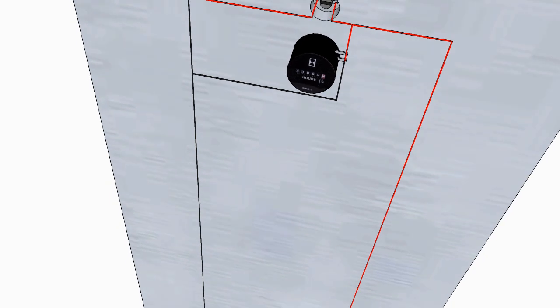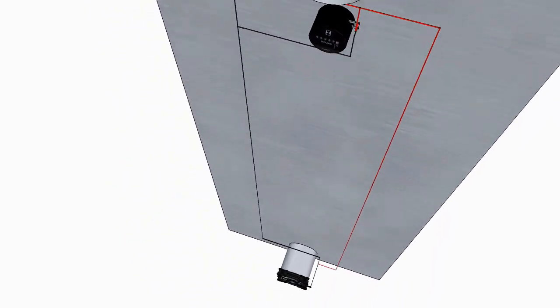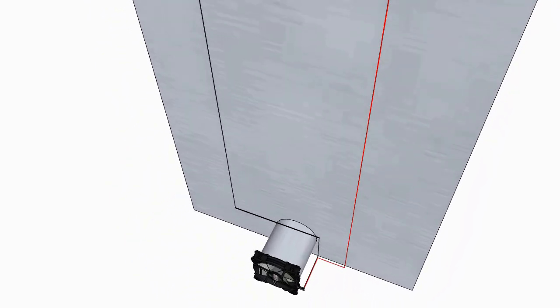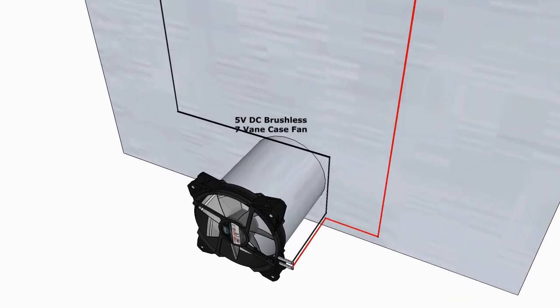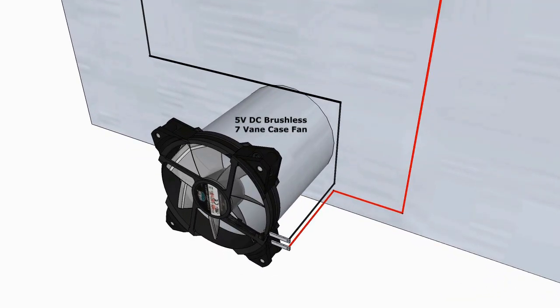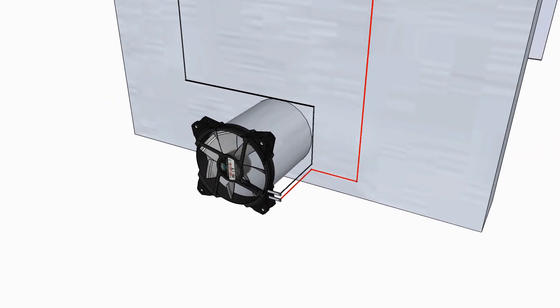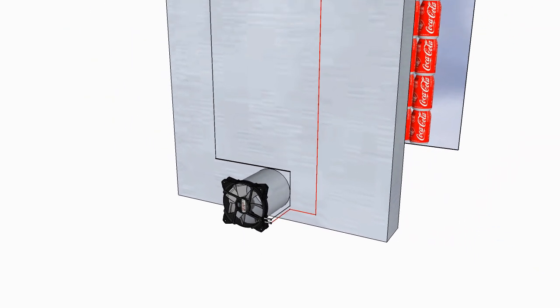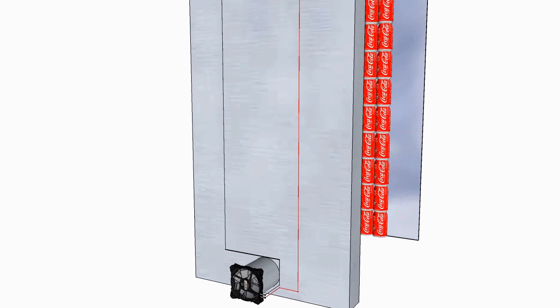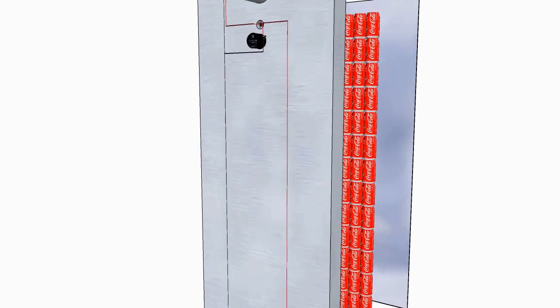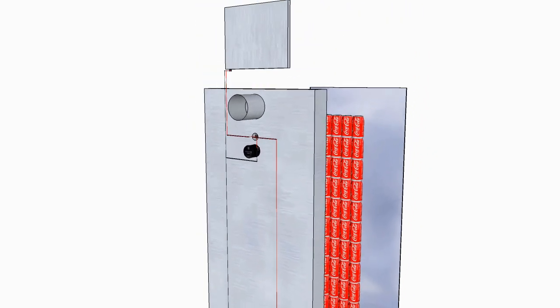Drawing cold air from the hangar floor, a 5 volt DC 120mm by 120mm brushless 7-vane case fan purchased from Amazon for $10 is used. Both the intake and the exhaust pipes have a 5-inch diameter. 10 rows of 13, or 130 pop cans, were used.